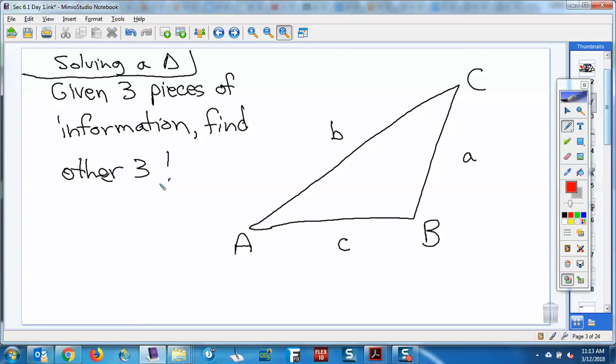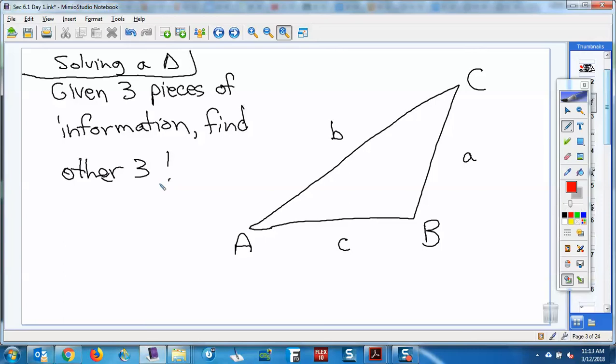You could be given 2 angles and a side, right? Now, given 2 angles and a side, you could have these 2 angles and the side between. That'd be angle, side, angle. Or you could be given these 2 angles and one of the sides it's not in between. That'd be angle, angle, side. So you'd have angle, side, angle, or you have angle, angle, side.